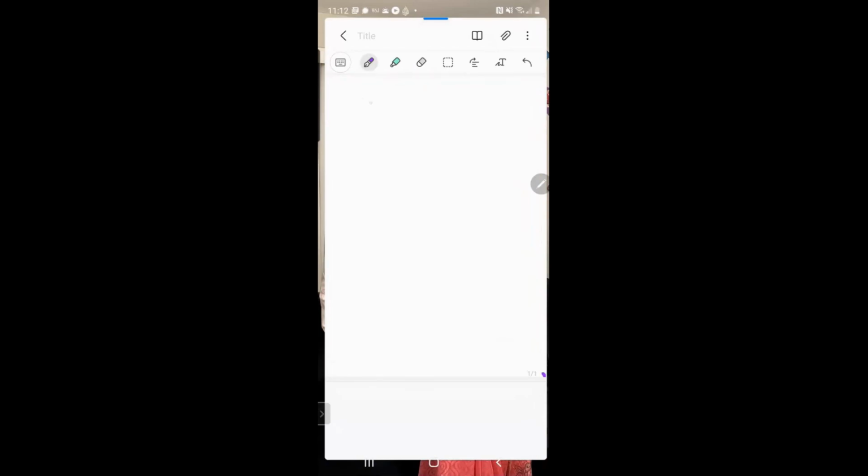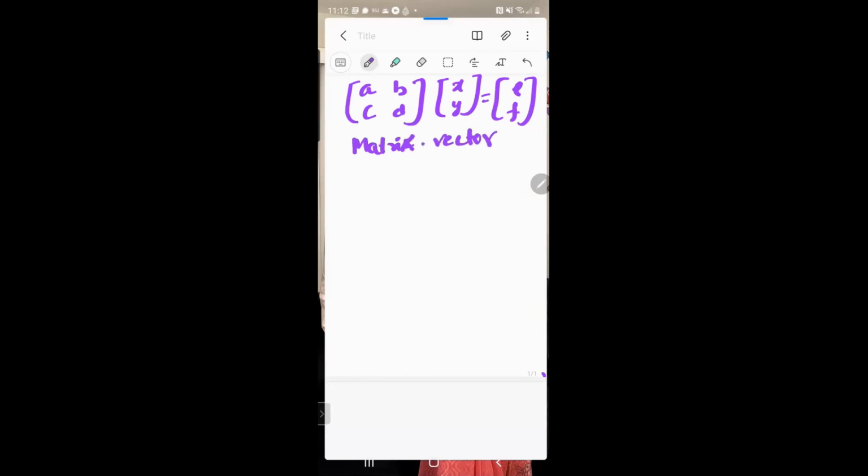Okay. So matrix. We started with a simple matrix A, B, C, D. Multiplying this with a vector x, y gives us where that x, y ends up. So this is the purpose of matrix vector multiplication. This is a matrix vector multiplication, and this is called a dot product. This gives us a new vector position.